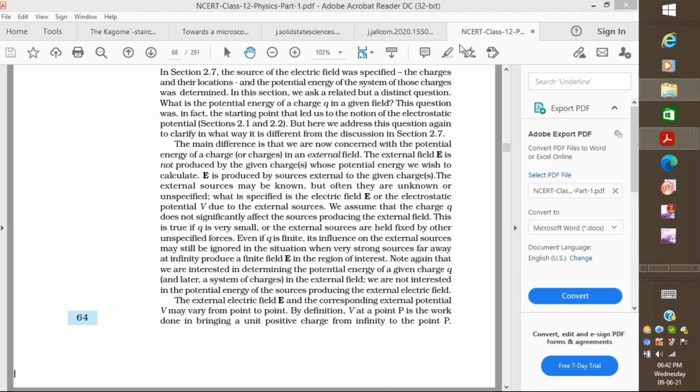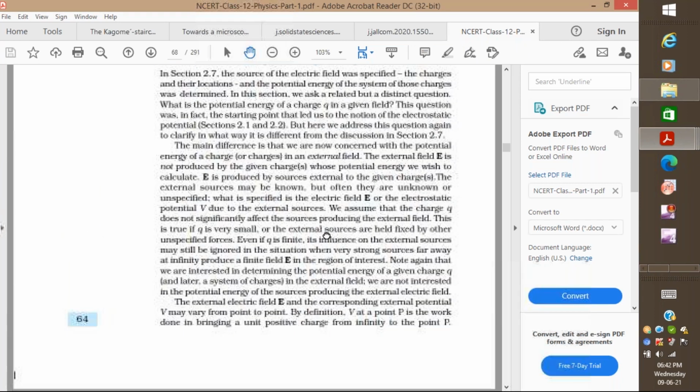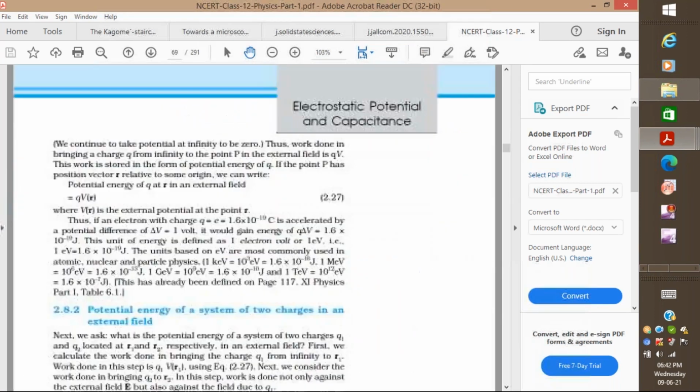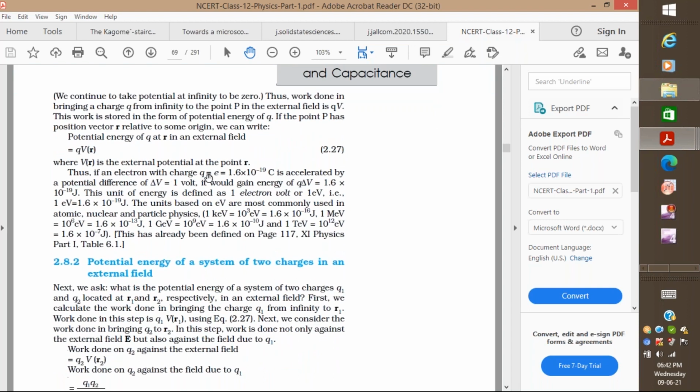So if the point P, where the charge is now, has the potential V, then the potential energy in that region in this external field will be Q times V. Here Q is the charge. From charge quantization, we know any charge can be expressed as an integral multiple of the electronic charge, the fundamental charge, with magnitude 1.6 times 10 to the power minus 19 coulomb.